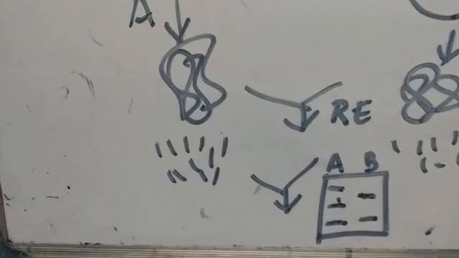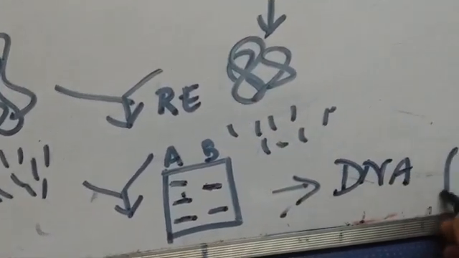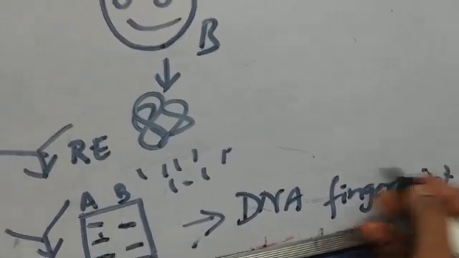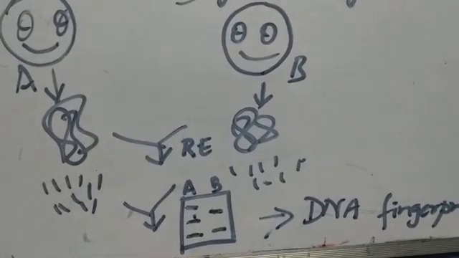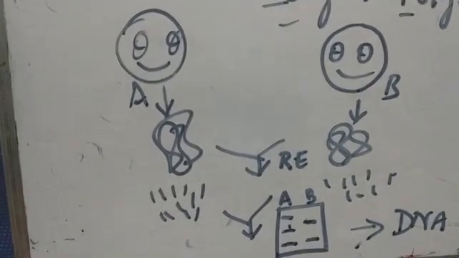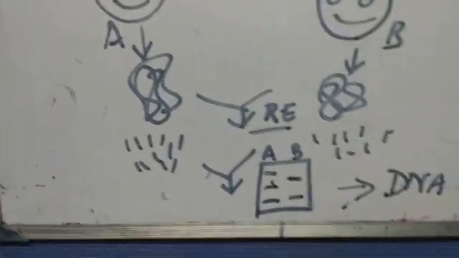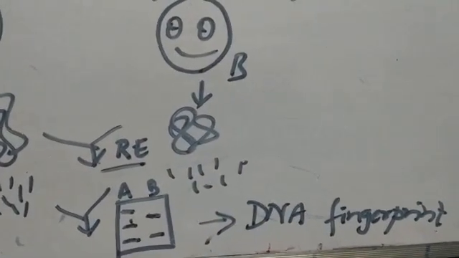Alright, so every individual gets a different pattern like this, leading to what we can call a DNA fingerprint. Just like each of us has a different fingerprint on our fingers, our DNA also has this kind of a fingerprint with respect to the restriction sites that the DNA has, and this gives us what is called the DNA fingerprint.